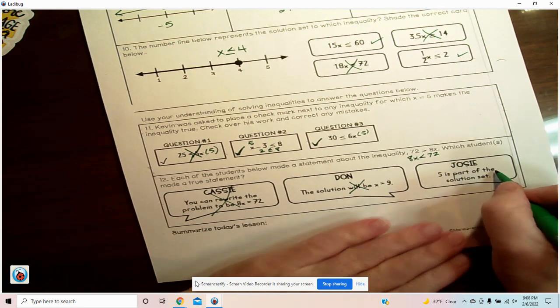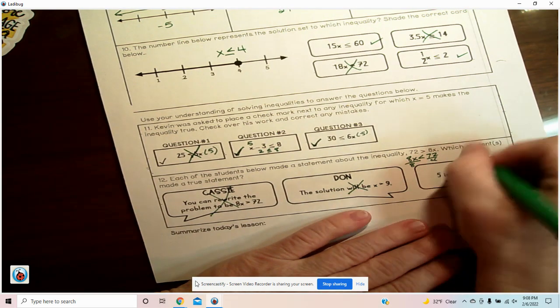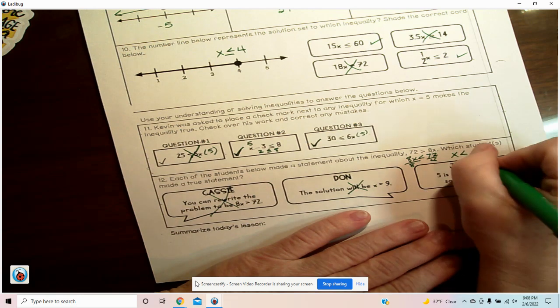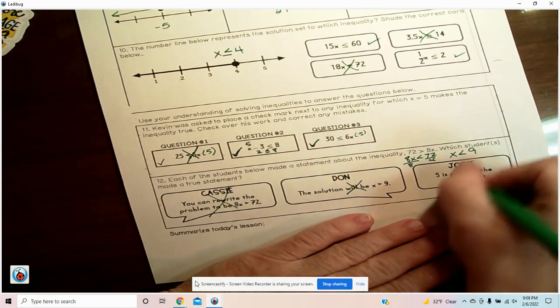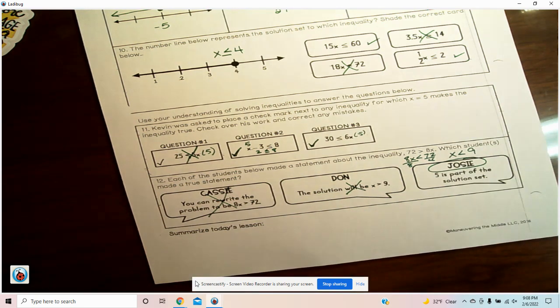And 5 is part of the solution set. So if we divide by 8, we get x is less than 9. So 5 is less than 9, so this one would be true. That's one-step inequalities.